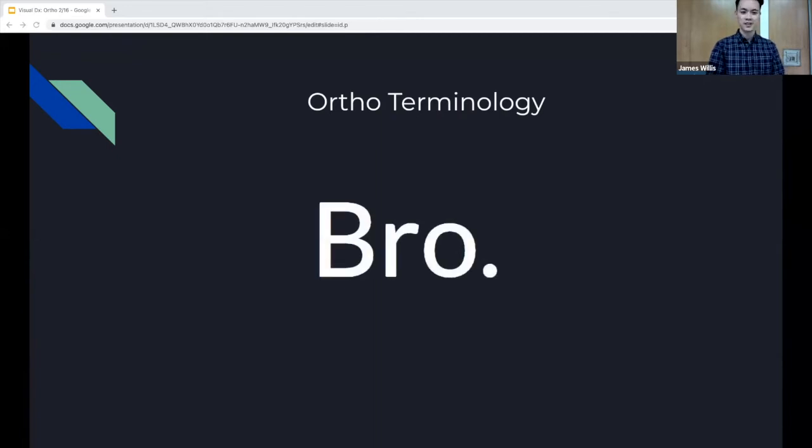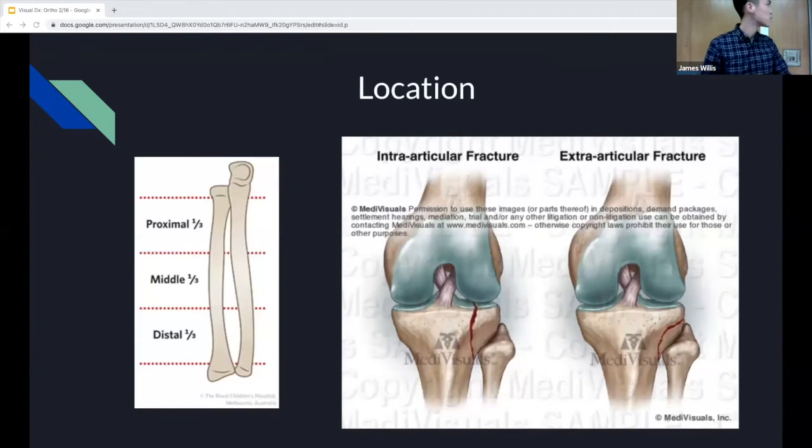Just kidding. Not really. So you always want to start off with location, right? So where in the bone is the injury? Is it proximal, middle, distal 1/3? And does it involve the joint? So is it intra-articular or is it extra-articular?